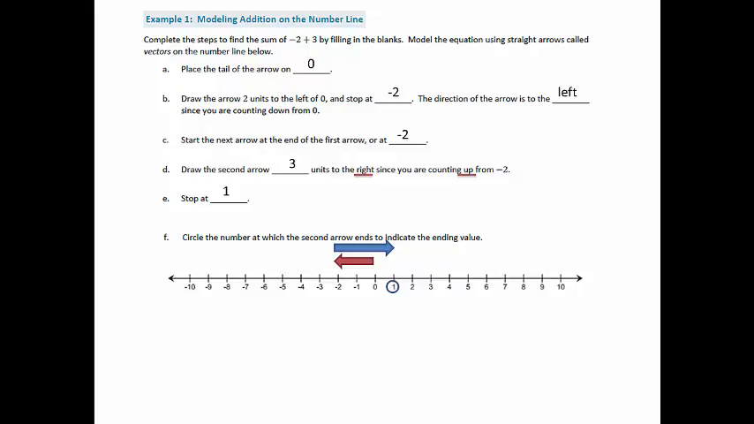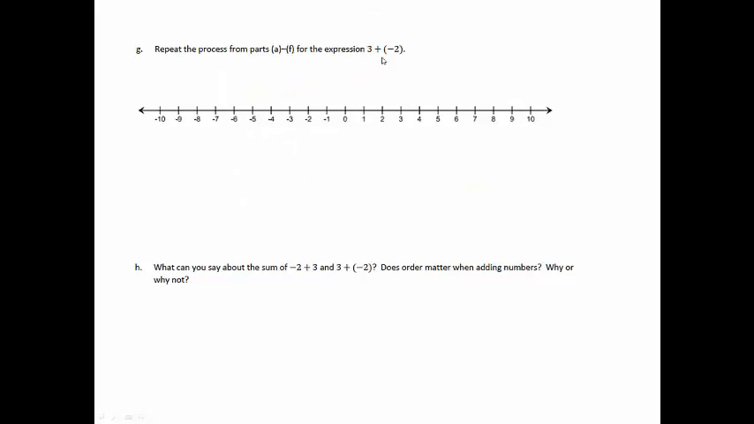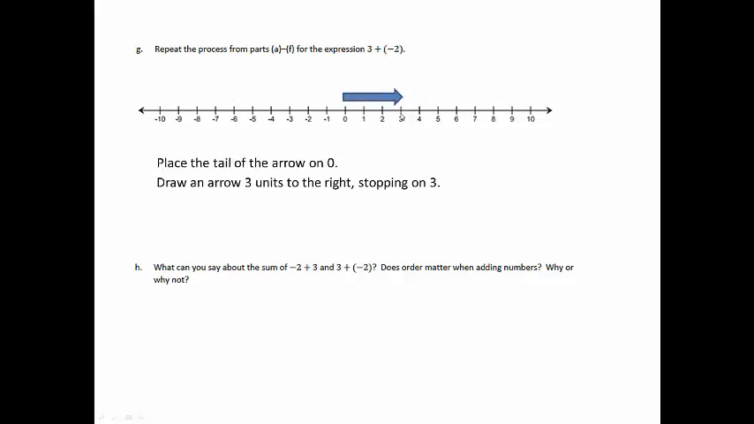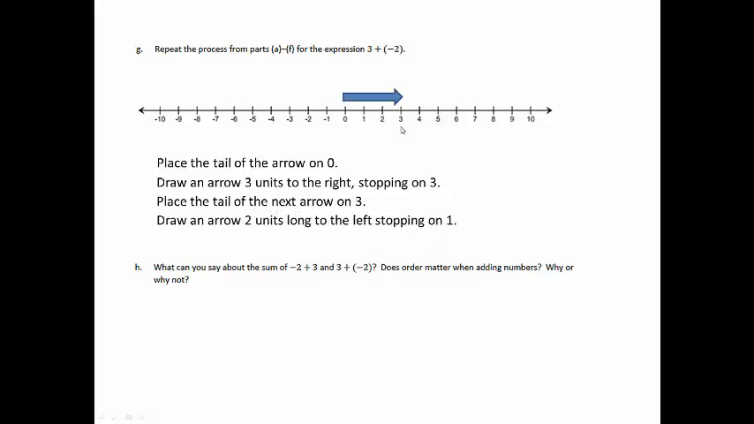In the next example, we're going to do the same thing, only we're going to change the order of our sum. This time we're going to do 3 plus -2. We're going to start the tail of our arrow on 0 again, and we're going to go 3 units to the right, because 3 is positive, and stop at 3. Here's what the arrow would look like. We're going to start our next arrow at 3, and then we're going to go 2 units to the left, stopping at 1. And again, we're going to circle the answer to help us see where it ended up.